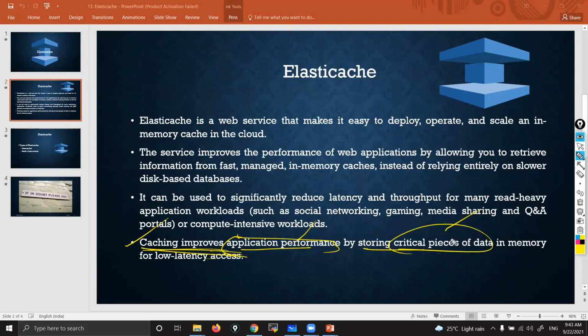I'm giving discounts on one product. That means on that particular day, that product is my critical piece of data. So I'm storing that critical piece of data in memory, and that's what ElastiCache is, for low latency access. So what does it improve? Latency and also throughput. Storing critical pieces of data in ElastiCache improves latency and throughput. Okay, that is how.